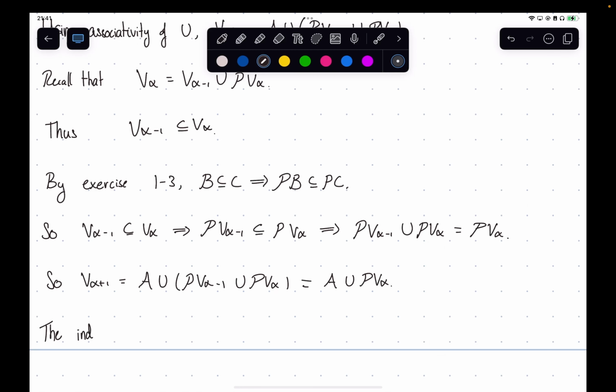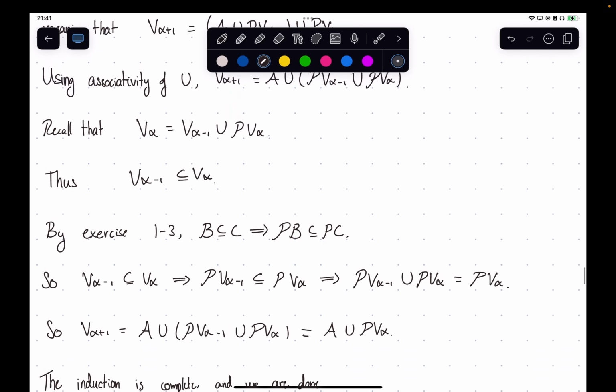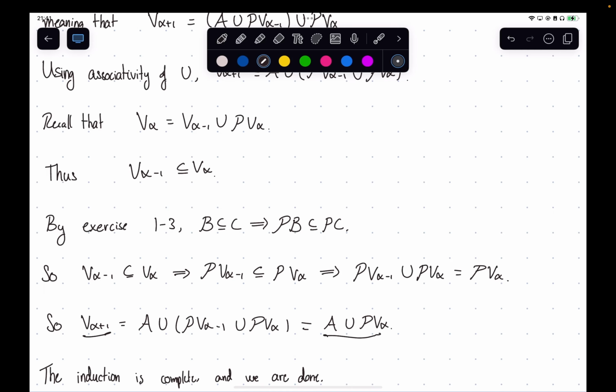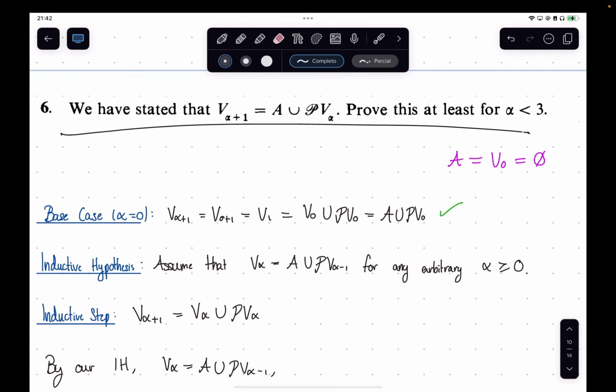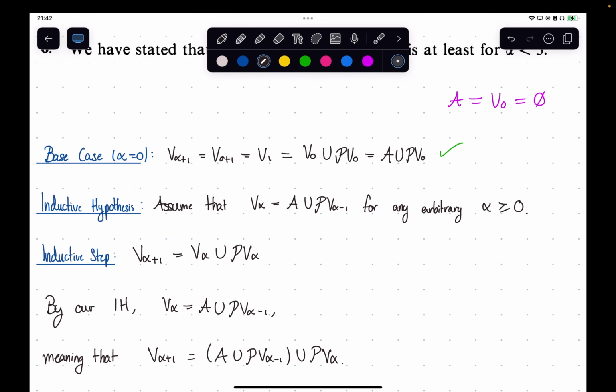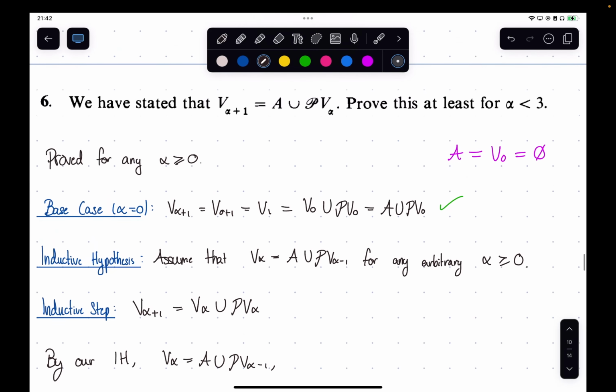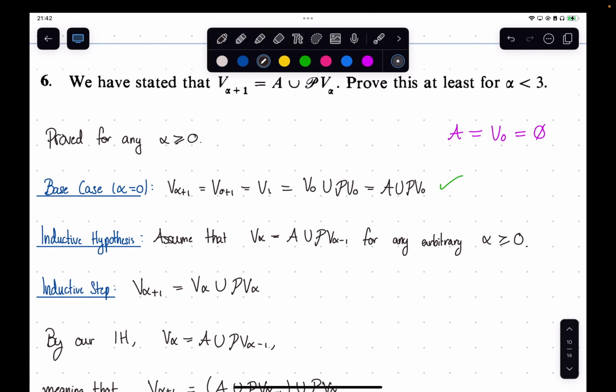Thus, the induction is complete, and we are done. We have shown that V sub alpha plus 1 is equal to A union the power set of V sub alpha, just as was asked of us. And we proved that for any alpha greater than or equal to 0. Pretty cool.